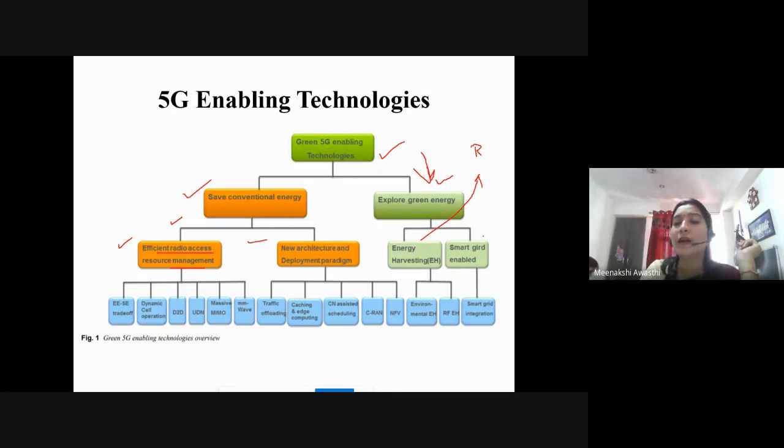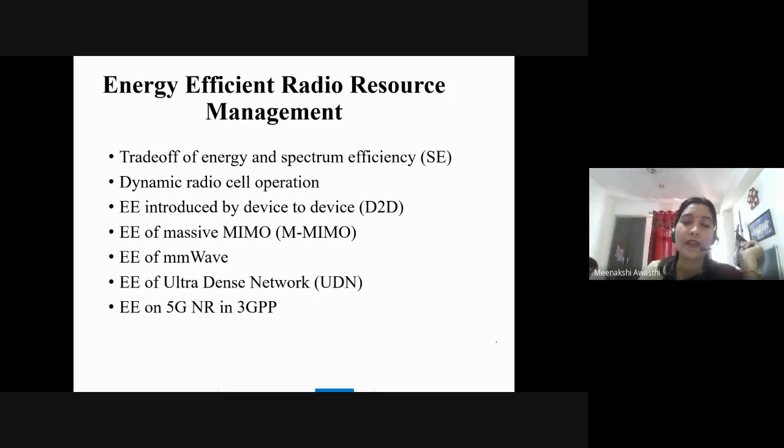Now the second part which comes under exploring green energy is smart grid enabled. So this is also another area of research that we can start upon, which we can deploy with the help of smart grid integration. Now we'll be discussing one by one about each and every area of this.